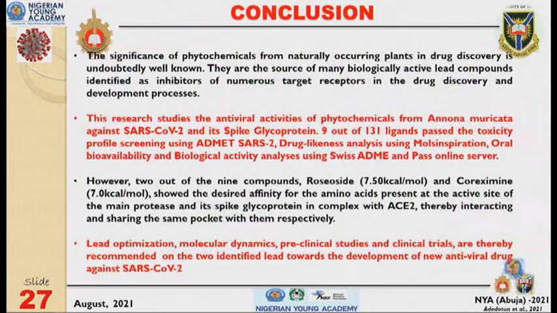Now, conclusively, at the end of this research, we realize we have just 2 of our ligands that interact effectively with the active site of the target receptor. We hereby recommend these 2 ligands for lead optimization, molecular dynamic simulation, animal studies, as well as clinical trials towards development of a new antiviral drug.